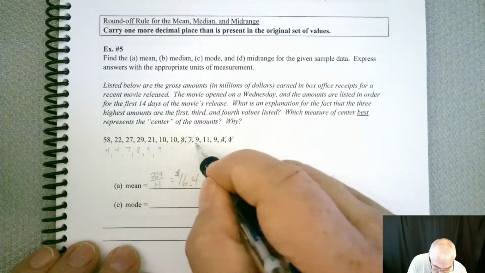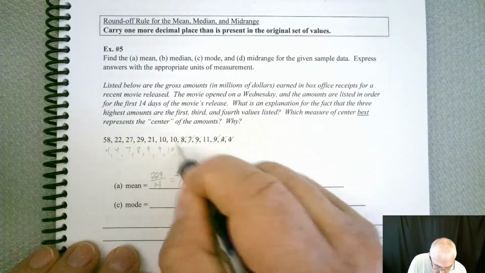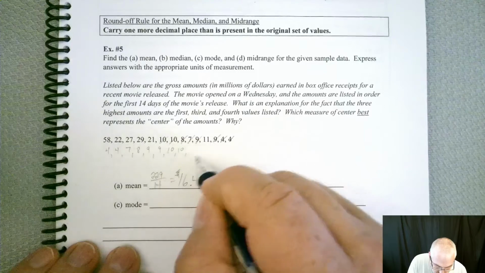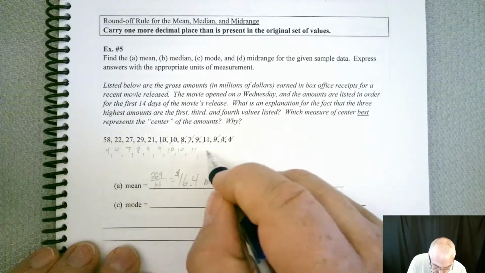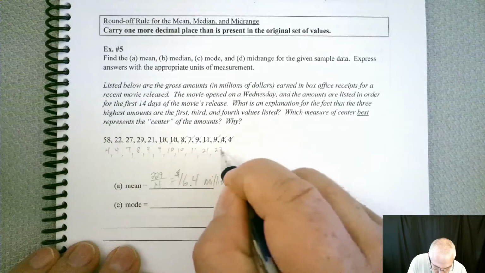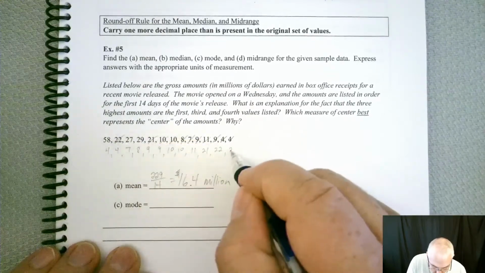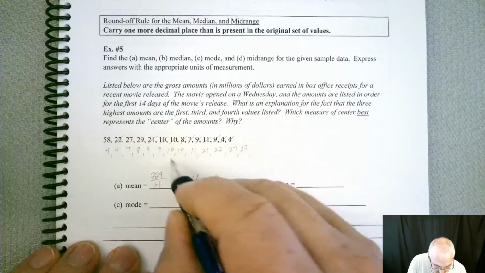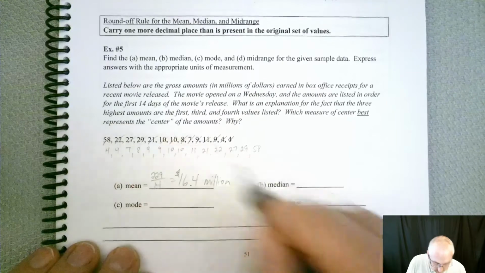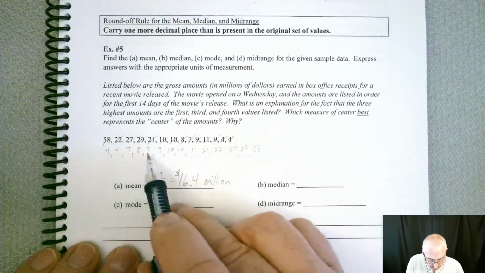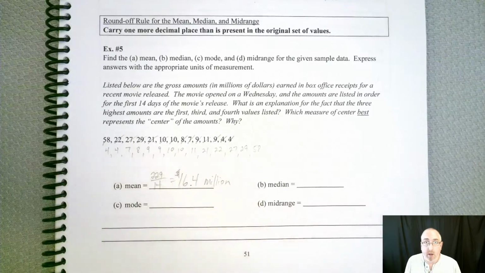7, 8, 9, 9. Couple of 10s. 11. Looks like a 21. 22. 27, 29. And the 58. So 1, 2, 3, 4, 5, 6, 7, 8, 9, 10, 11, 12, 13, 14. So we got all of them.